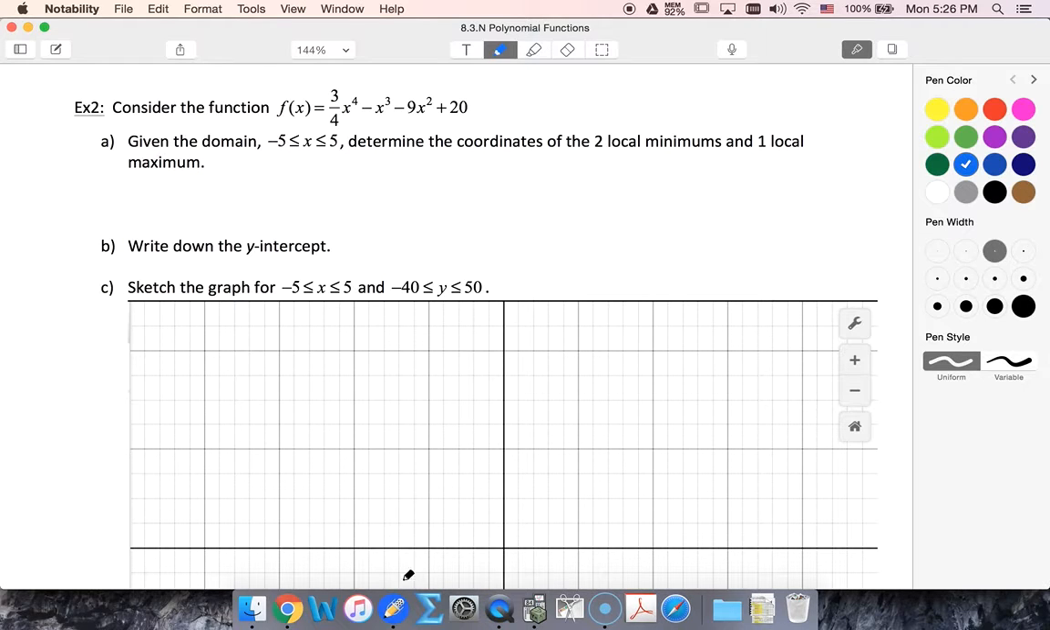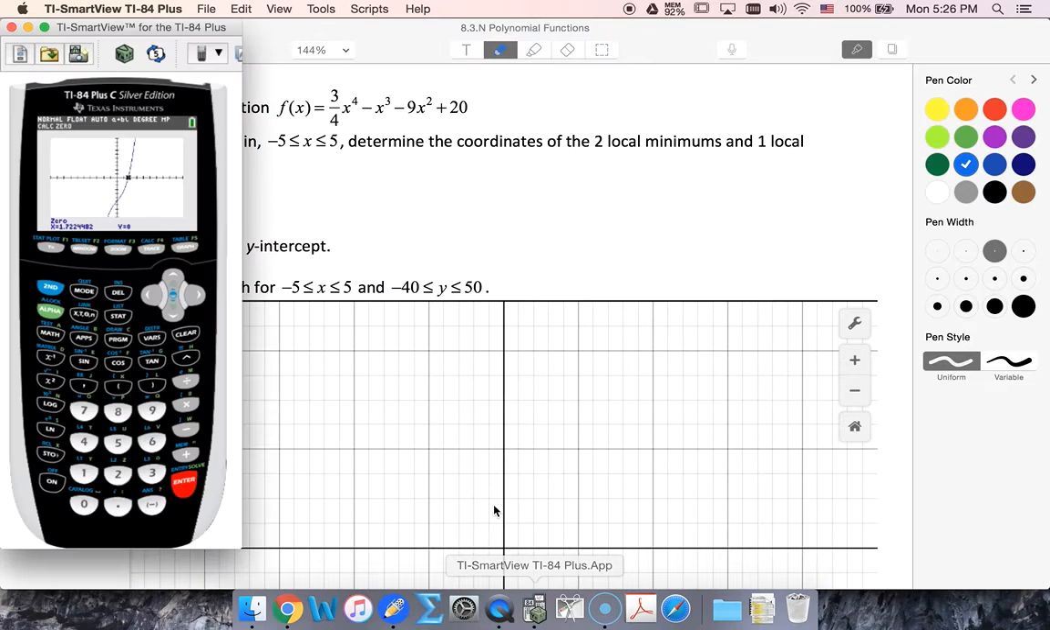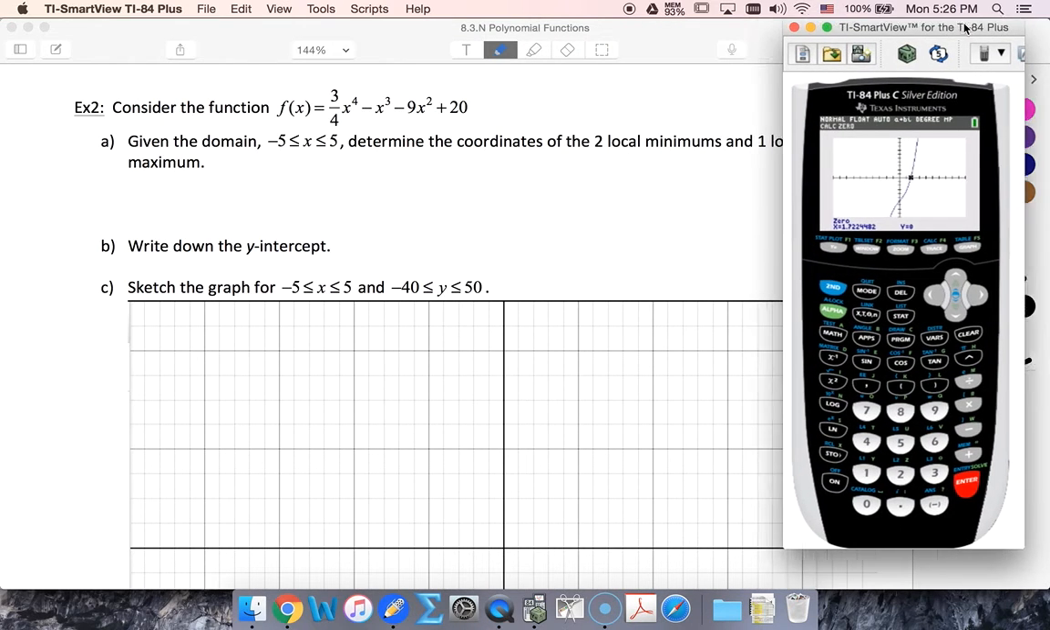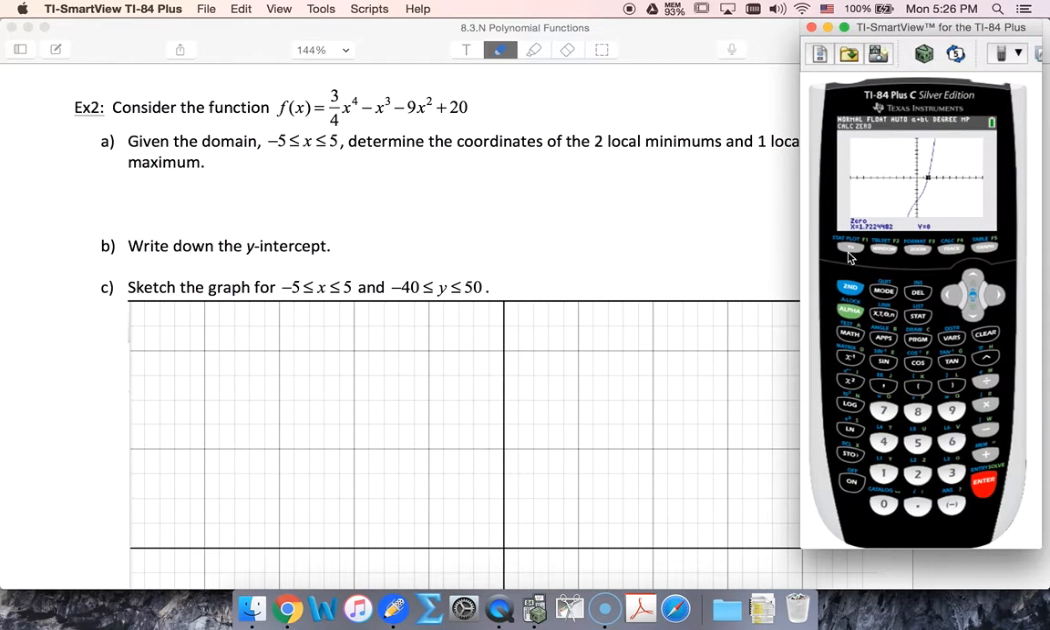So let's have a look at this graph. I'm going to start by plugging it into my y equals. So let's clear out what's there. So 3/4 x to the 4th power minus x cubed minus 9x squared plus 20.